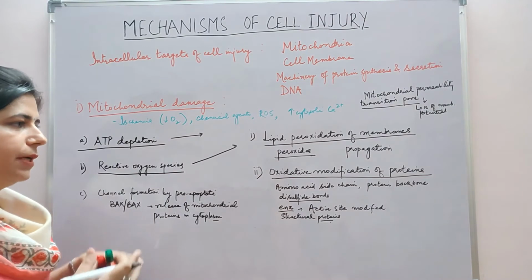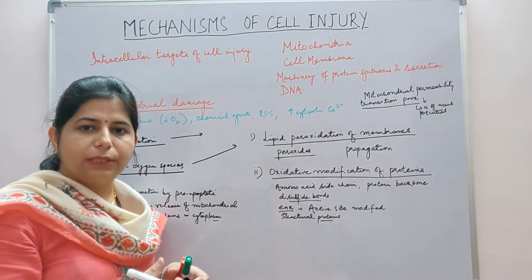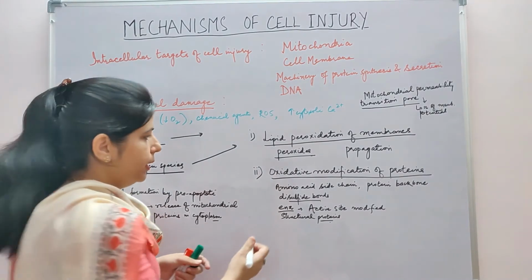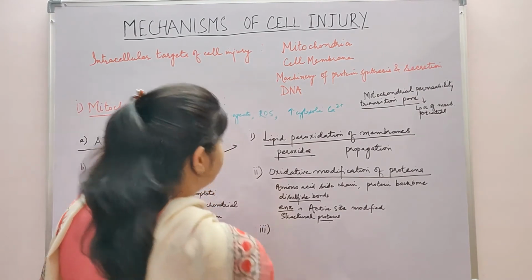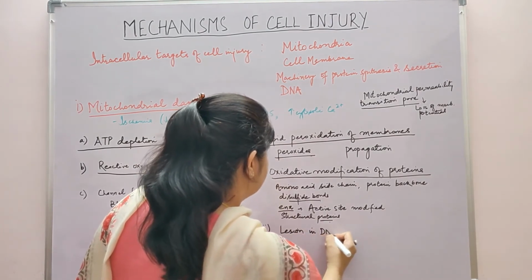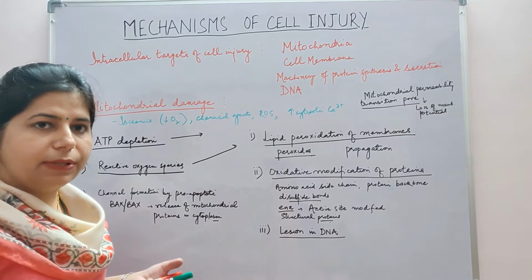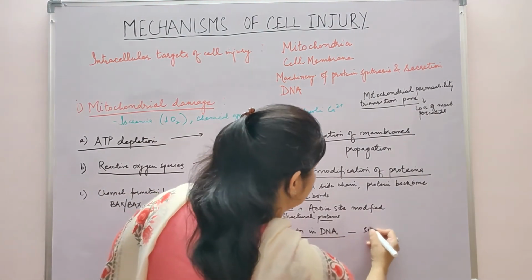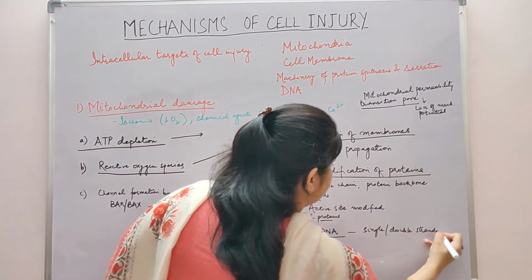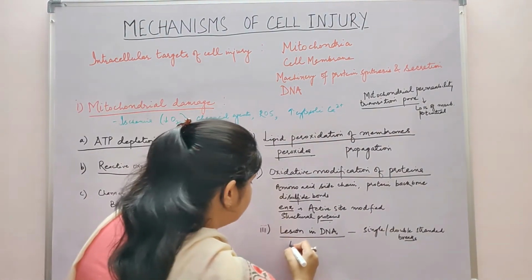And this modification will lead to a burden on the ubiquitin proteasomal pathway, which causes degradation of the misfolded proteins. So this will further lead to ER stress. Next is lesion in DNA. These reactive oxygen species cause single-stranded or double-stranded breaks in the DNA, and they form cross linkages leading to adduct formation.